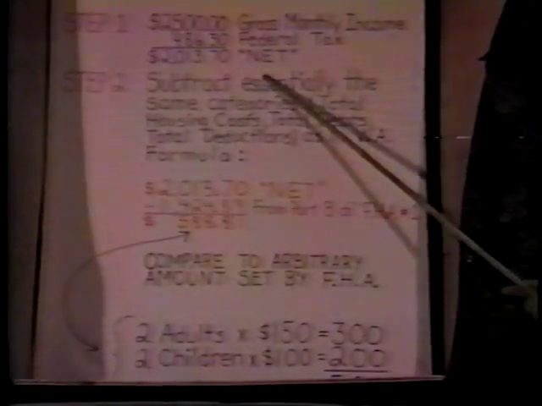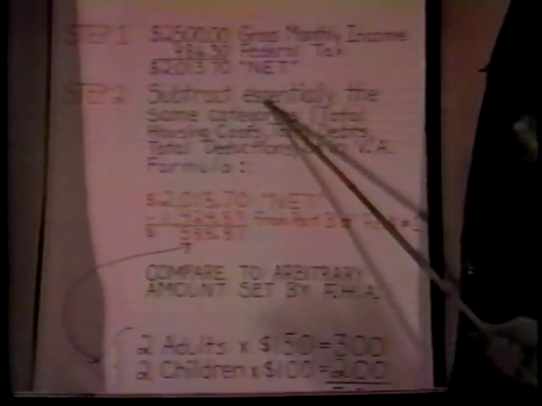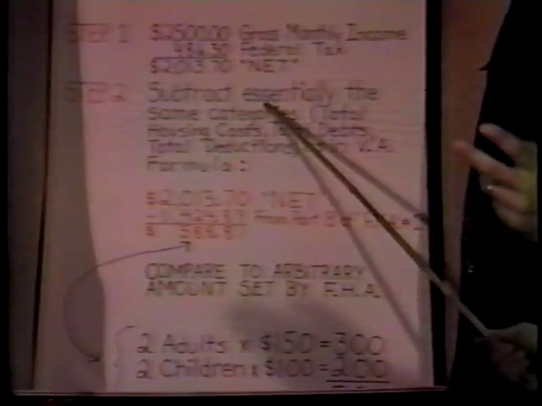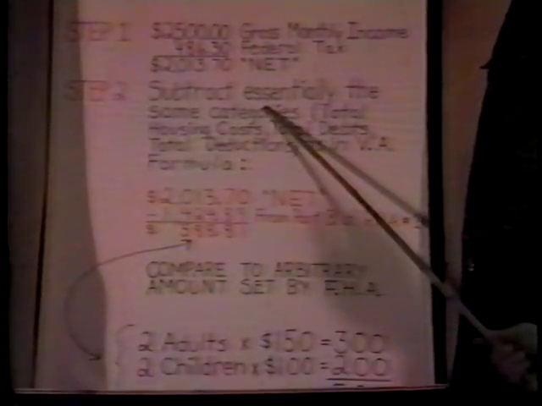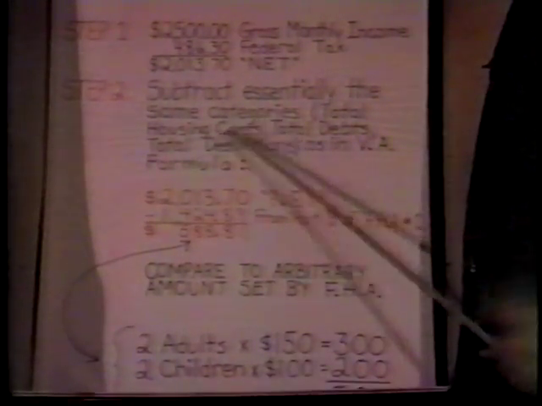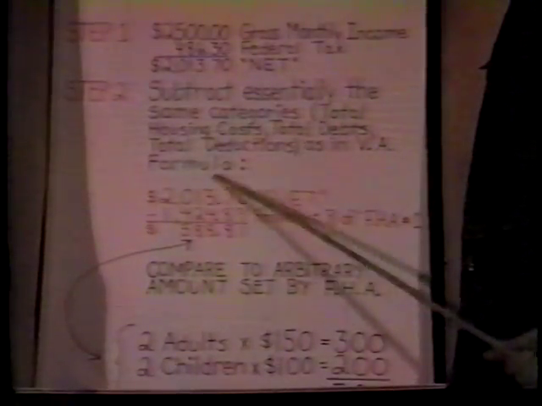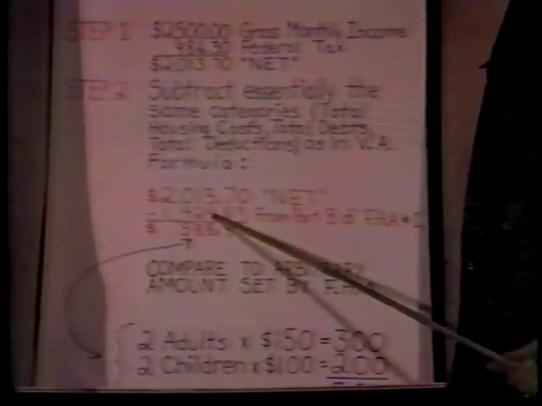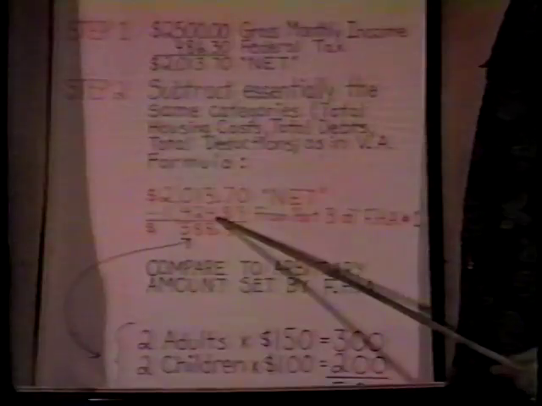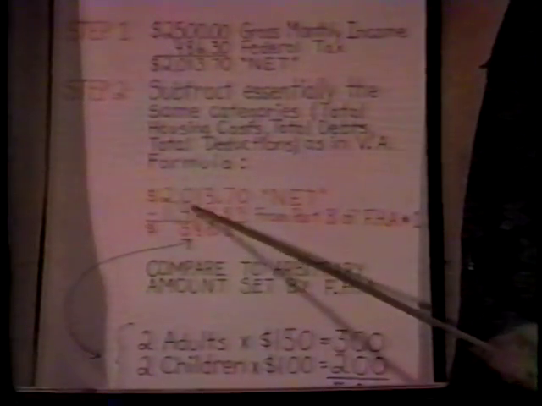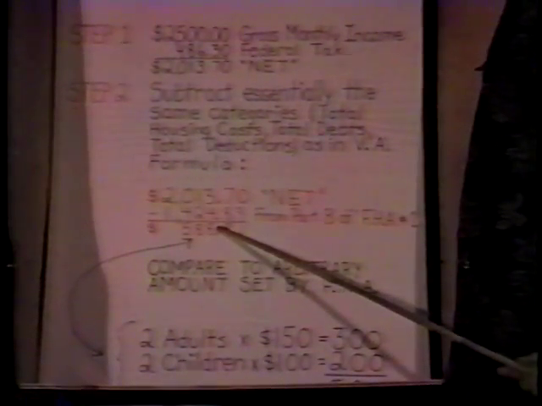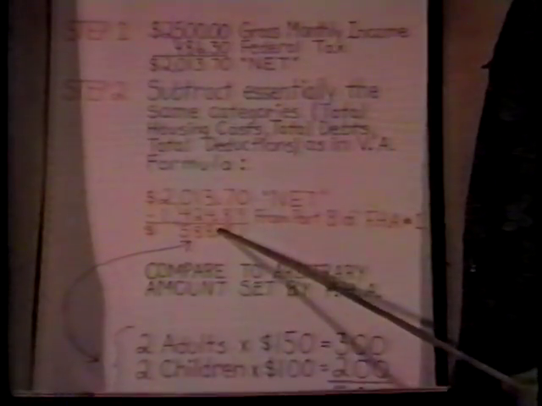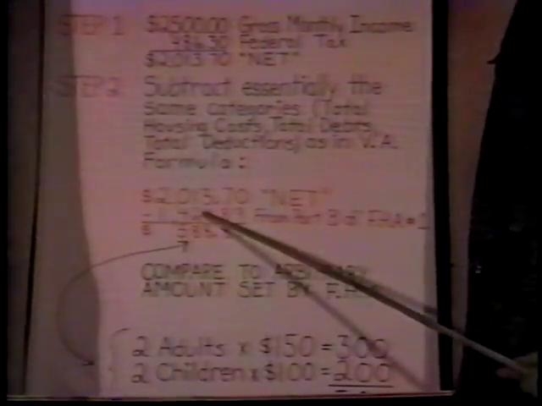Then, remember we said we're going to subtract out our 3 big categories. What are those 3 categories? Total housing costs, total debts, total deductions. Well, what do you know? If you look at your formulas and you remember where this 1424 came from, that's part B of the formula, right? That includes all those categories. Total housing costs, total debts, total deductions. All right? So we subtract that out.